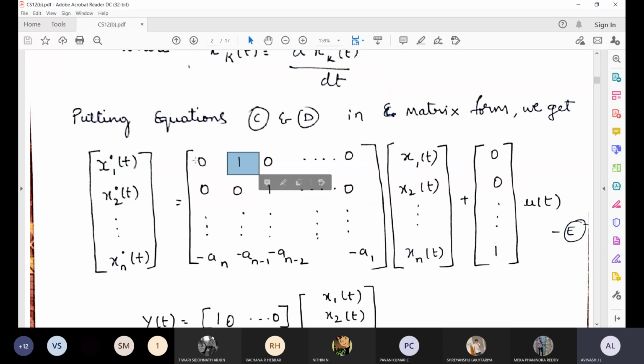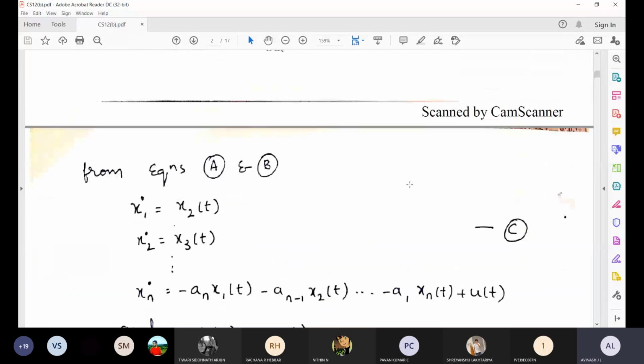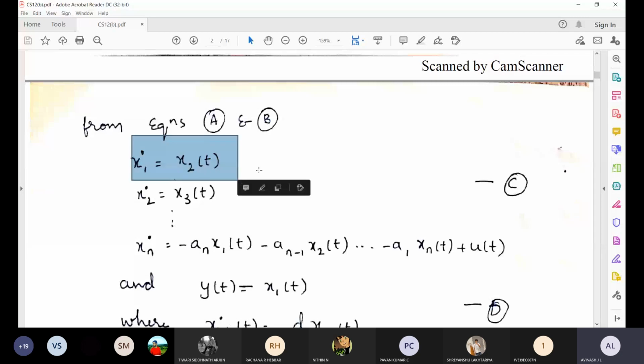So like that x of t, x1 of t, x2 of t, up to xn is going to come. Okay, so in the last we have taken a general format equation. So we represent these equations in the matrix form. If you multiply, x1 cap of t will be equal to 0 into x1 of t is 0, plus 1 into x2 of t is x2 of t, plus 0 into anything is 0. So finally we get x1 cap of t equal to x2 of t. If you verify this, x1 cap of t is equal to x2 of t.